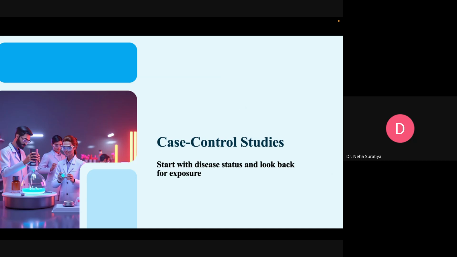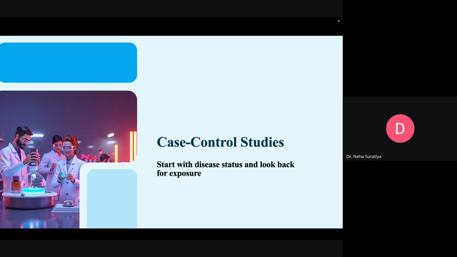For an example, I will give you the examples, don't worry. Basic concept is researchers first identify the cases, individuals who already have the disease, okay, and then controls, individuals who do not have the disease, and they look backward to determine the previous exposure. The structure is like disease present, cases, then disease absent, controls, and then look backward. What are their lifestyle and diet things were there? They are only observing, they are not doing any intervention. That's why it is observational, but it is a case control, looking backward.